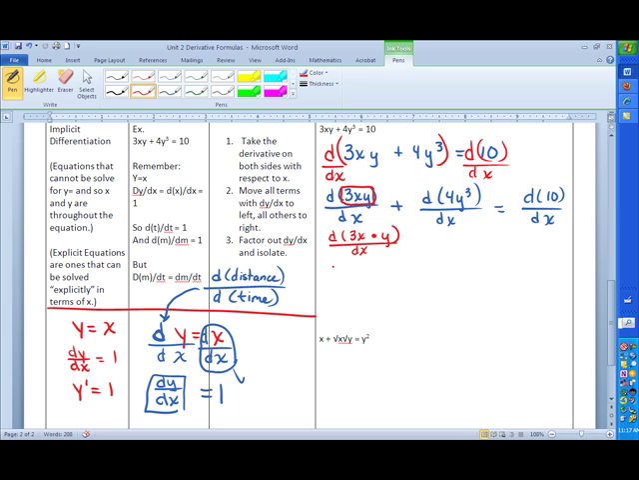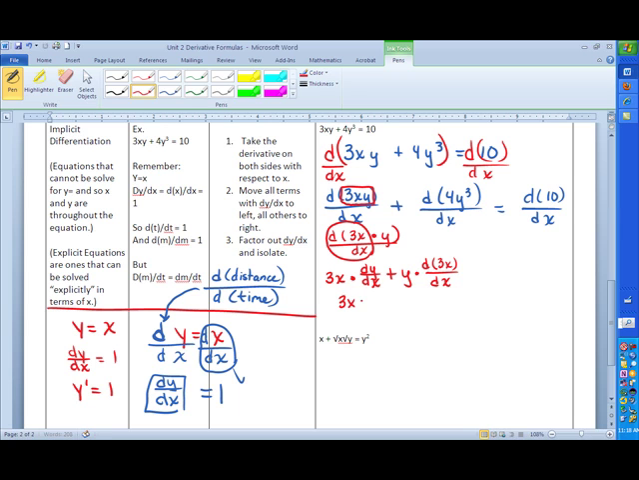Okay, so the product rule says take the first item, which is 3x, times the derivative of the second piece, which is the derivative of y with respect to x, plus the second item, y, times the derivative of the first item. So I'm going to write it just like that. The derivative of 3x with respect to x. Okay.